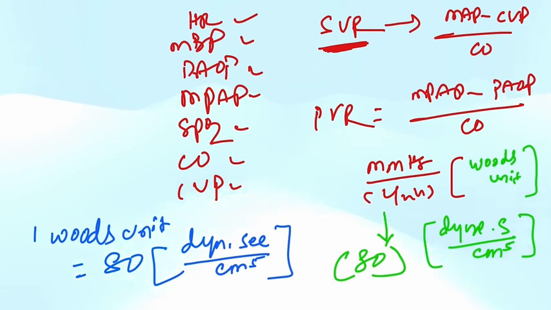When you calculate in an MCQ, just put in all the values and multiply by the factor 80 to get the values in dyne into second divided by centimeter to the power 5. Or else, you need to check whether the options are in Wood's unit or not. If they are in Wood's unit, you can calculate it as it is without using the conversion factor 80.